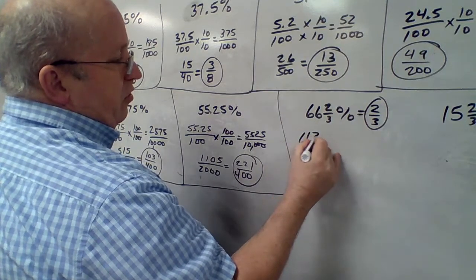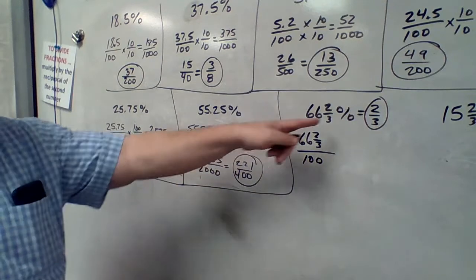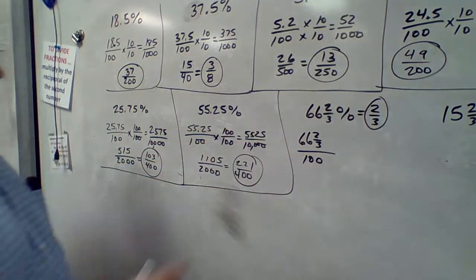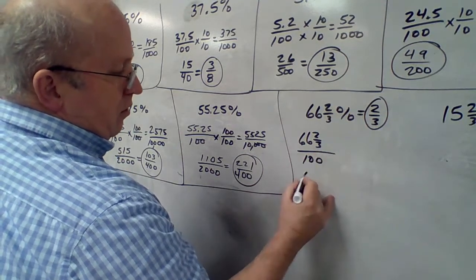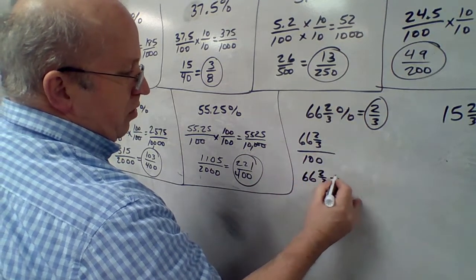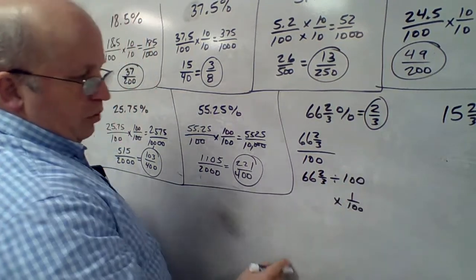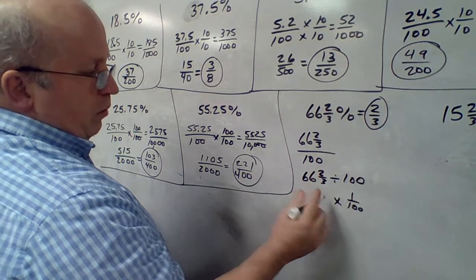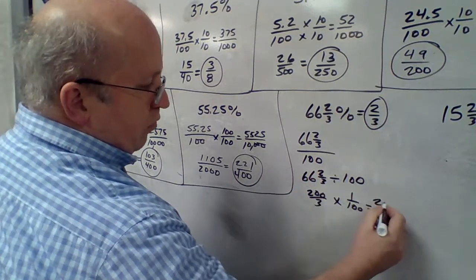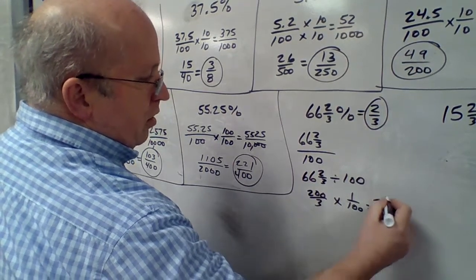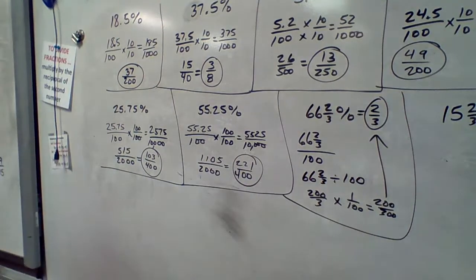Isn't this really 66 2/3 divided by 100, just like before? Percent means hundreds. And isn't this really a division problem? Let's take 66 2/3 and divide by 100. That's the same as multiplying by 1 over 100. And this right here would be 200/3 over 100, and the simplified form of this is still that 2/3 up here. 200 over 300 is 2/3.